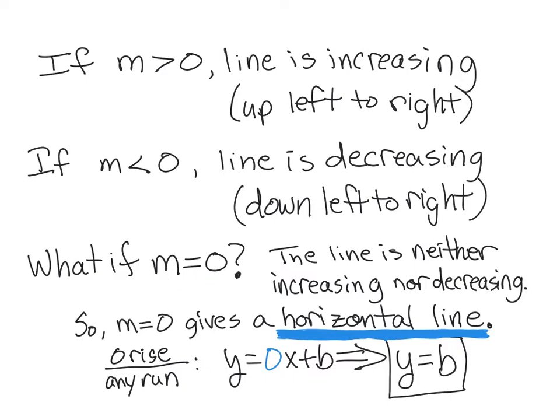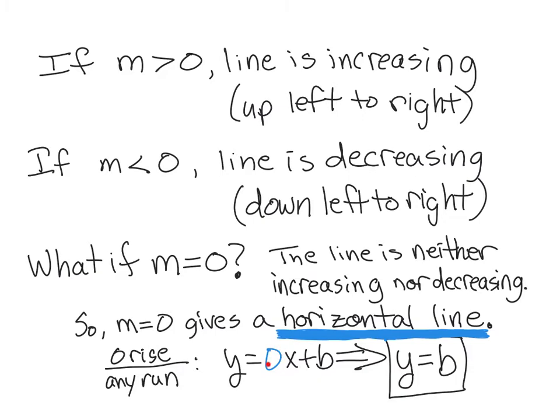Well, that means that I have a 0 rise on the top for any kind of run on the bottom, and 0 over a number always equals 0. And for a line with no rise and all run, we have a horizontal line. And what does the graph of a horizontal line look like? Well, it's a horizontal line. What does the equation of a horizontal line look like?